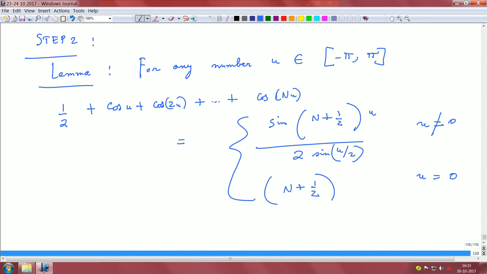When u equals 0, you can just apply L'Hopital's rule and you can see that this is valid for this equation. Or if you just put u equals 0 directly, you have n terms here, n plus half. Both ways you can immediately check the veracity of this result for this condition. Let us look at this part. This is also very straightforward, just a trigonometric sum.